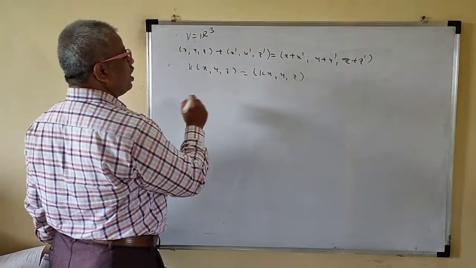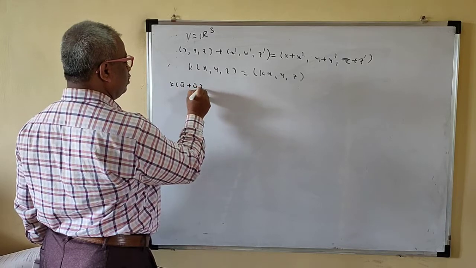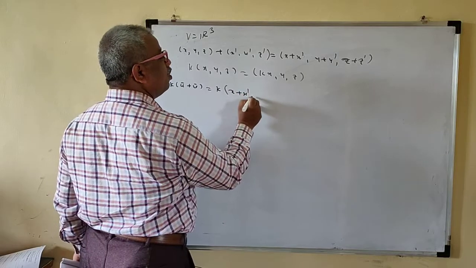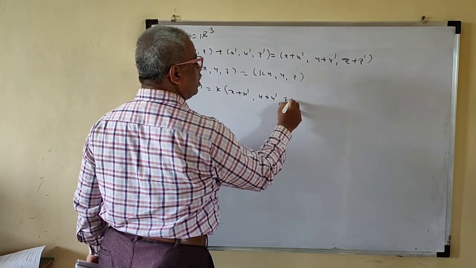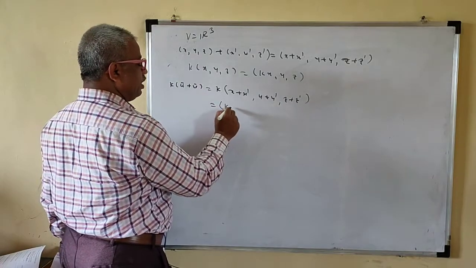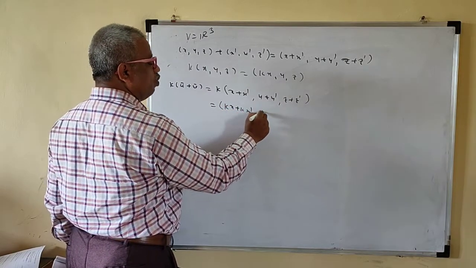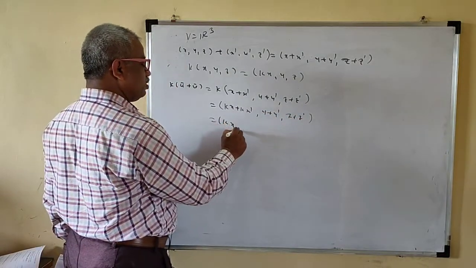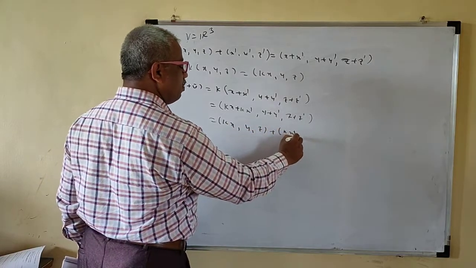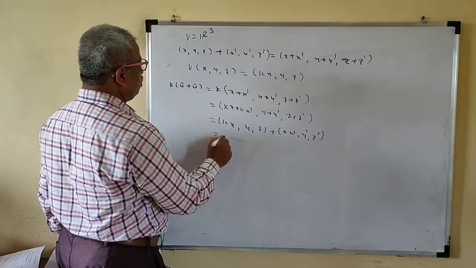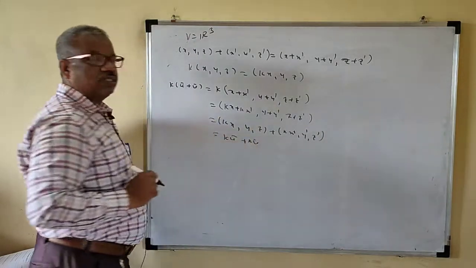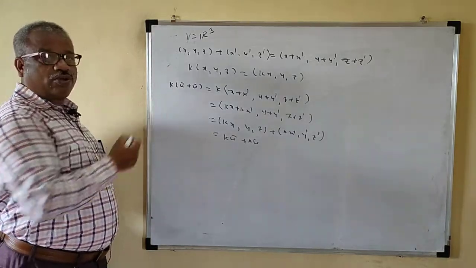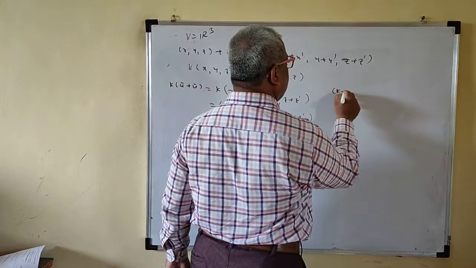So what will we check? k into (u bar plus v bar). u bar plus v bar is (x plus x prime, y plus y prime, z plus z prime). Now multiplying, this is (kx plus kx prime, y plus y prime, z plus z prime). You can separate this: (kx, y, z) plus (kx prime, y prime, z prime). So this is k u bar plus k v bar. No problem for this one. This holds, the distributive law for vector addition. But what about k plus l then? k plus l.